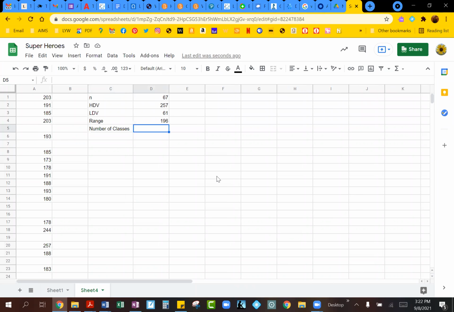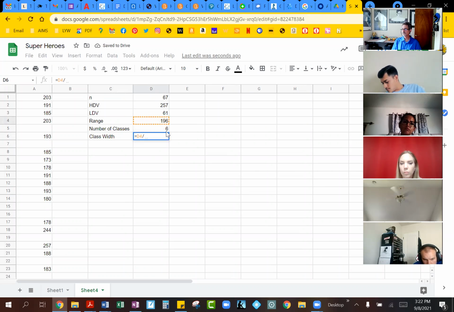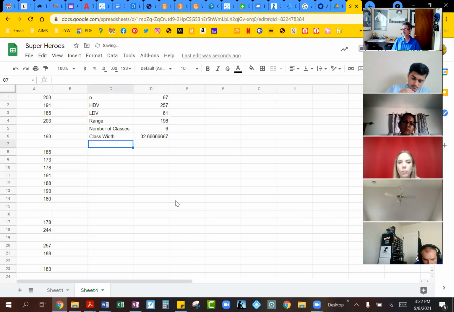So you want to do 6 as your width or 6 as your number of classes? 6 is the number of classes, because 196 divided by 67 is somewhere in the 3 range. Not enough classes to be over 5. Okay, so we're taking our range, dividing it by our number of classes, and it's coming out to be a width of 6.6666.